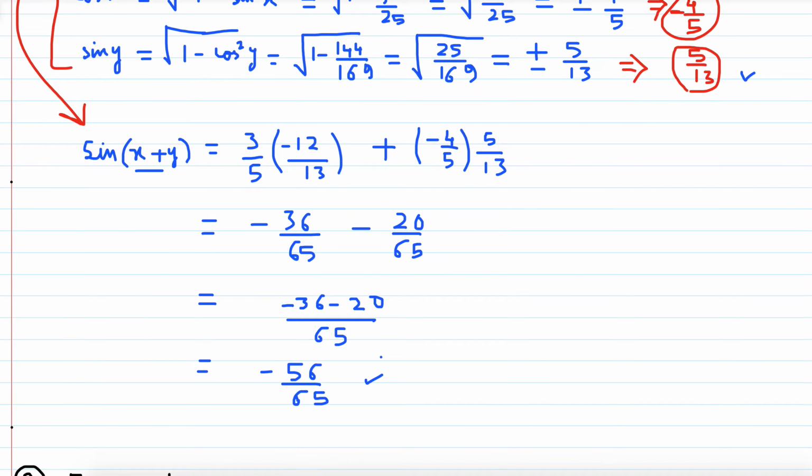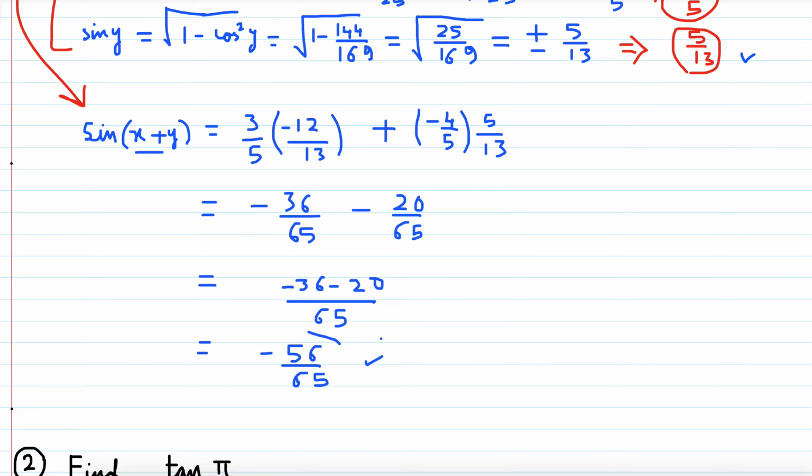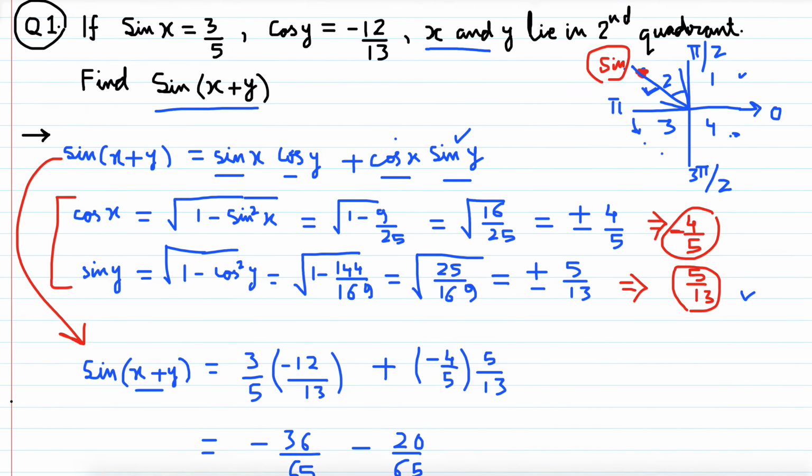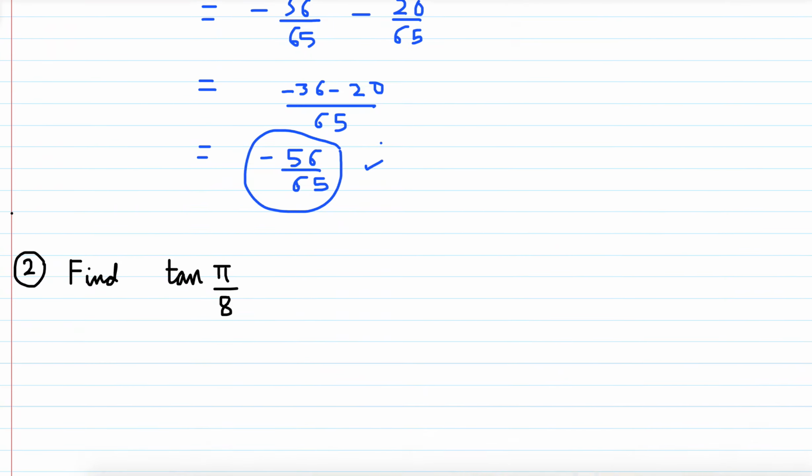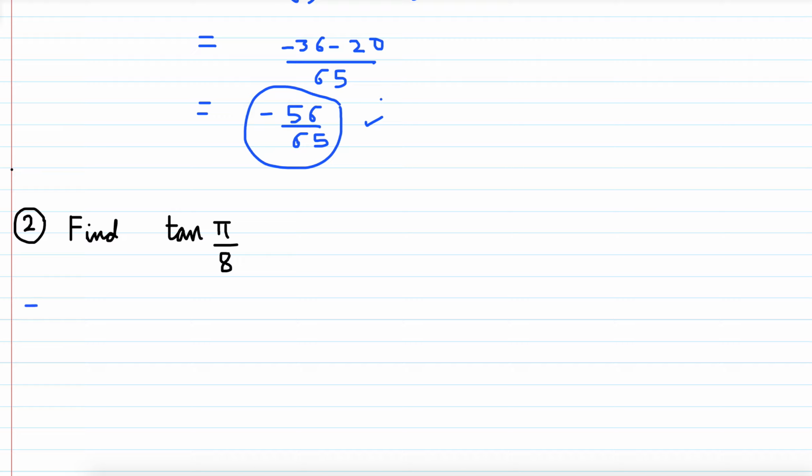So suppose we had got here like 75 by 65, then we clearly know that this is wrong because its magnitude can never be more than 1. So this is our answer. I was just giving some tips for quickly verifying if your answer is correct. So now let's move on to our second question for today.